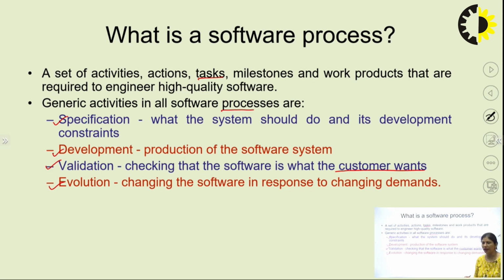It is not fixed. Once we have developed the software and validated the software, it does not mean that the software will not need anything to be changed. According to the current demand, the software needs to be changed. So this process of changing the software is known as evolution. So these are the four activities which will be done in a software process.